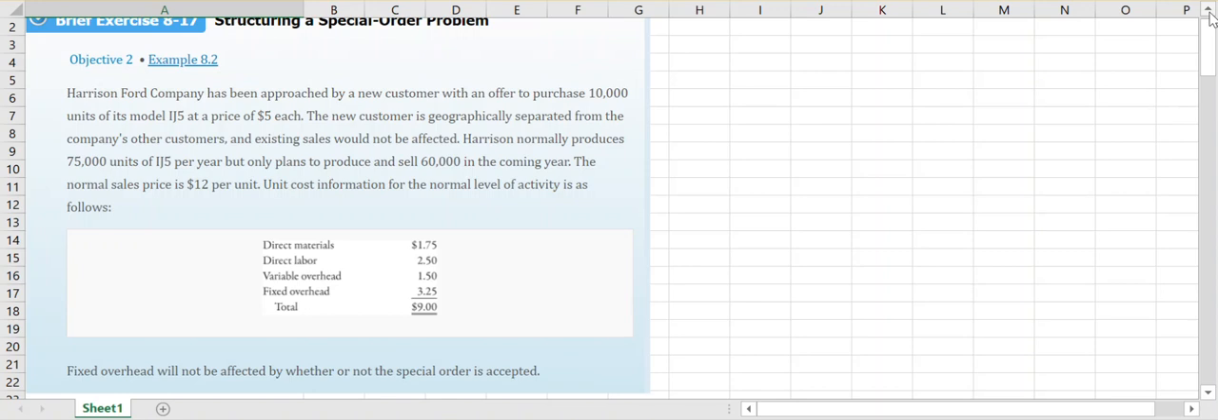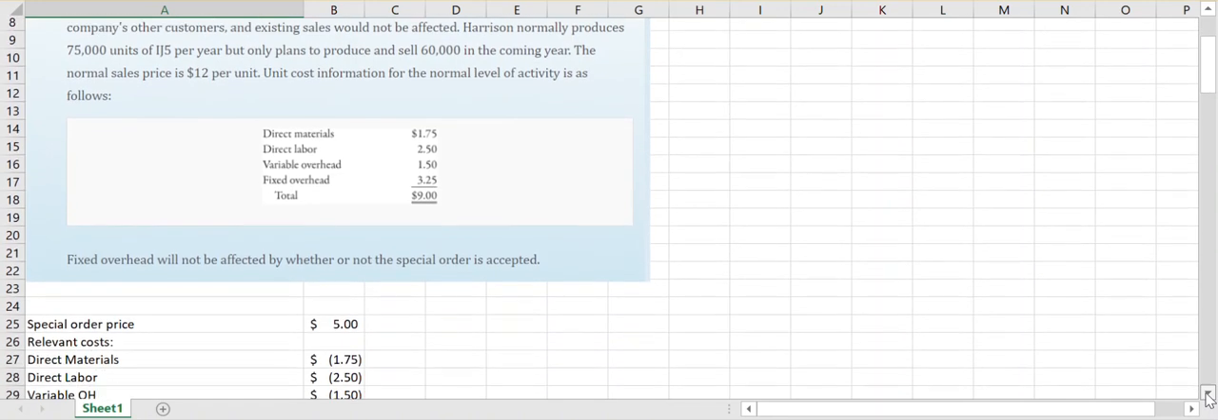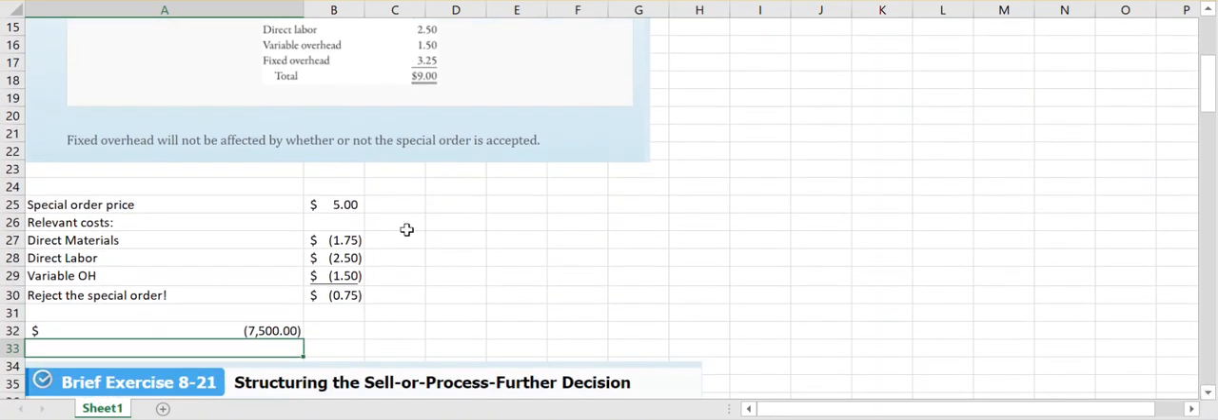But for our sake, we're purely looking at the numbers here, and based off of the information of losing 75 cents per unit, we would reject this special order.